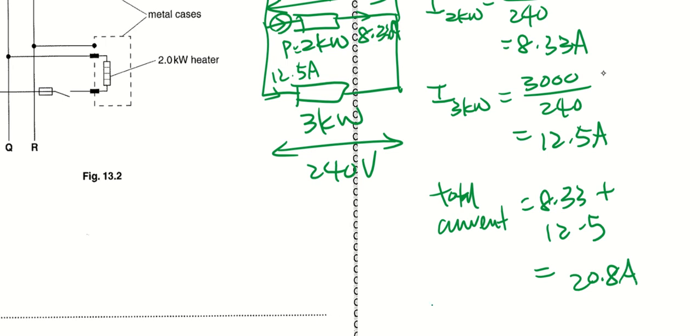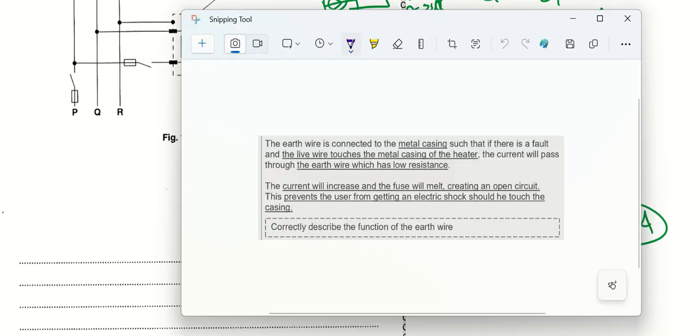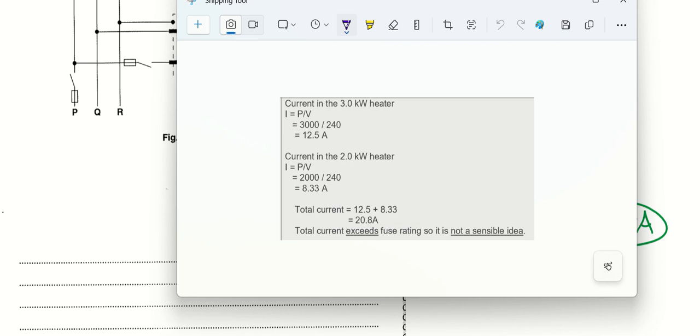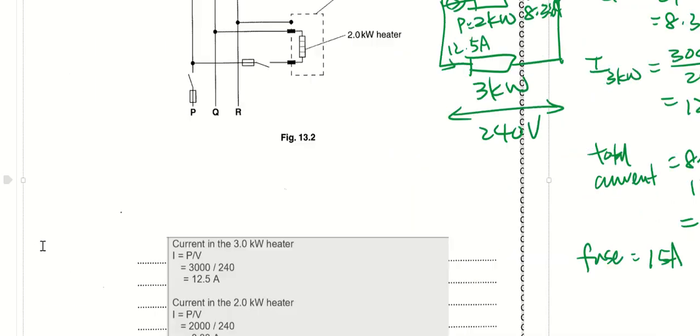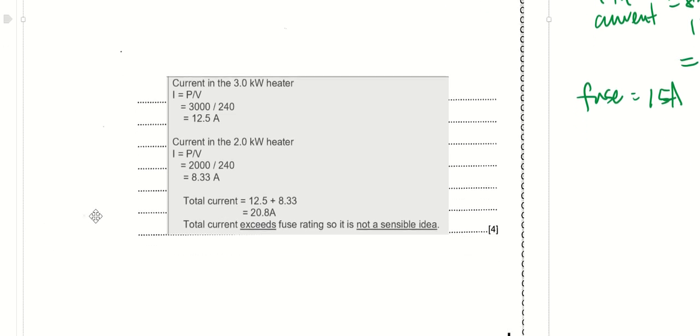But remember, my fuse rating is only 15 ampere. So it will exceed the fuse rating value, and therefore the fuse will blow every time I turn it on. So it is not a good idea. Okay, so please do not write things like, oh, the whole thing will explode or what. You can actually use the calculation to show. Okay, so this is the calculation. You can take a look.